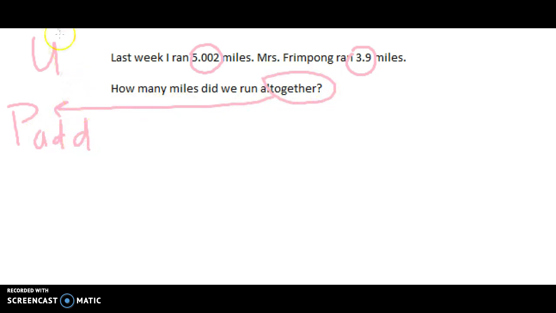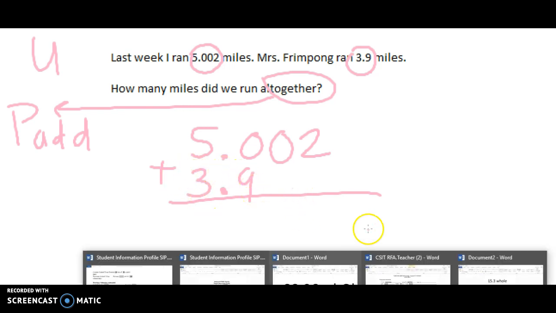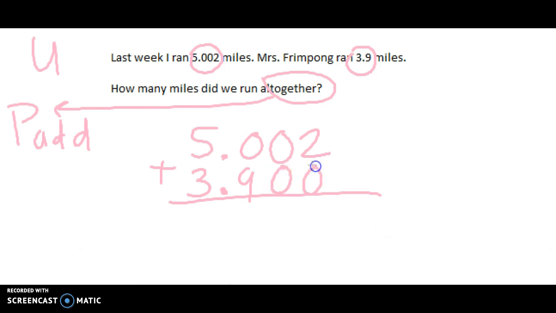Now I'm going to solve. If I'm going to add, this means I'm going to take 5 and 2 thousandths and add it with 3 and 9 tenths. Remember, when we're adding decimals, we need to line up the decimal. 3, 9, add them together. The last thing I need to do is make sure that both of my numbers have the same amount of digits. So my top number has 1, 2, 3, 4 digits. My bottom number only has 1, 2. So to make my bottom number have the same number of digits, I'll go ahead and add zeros.